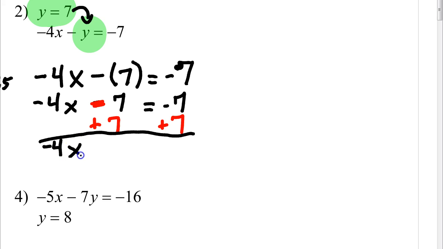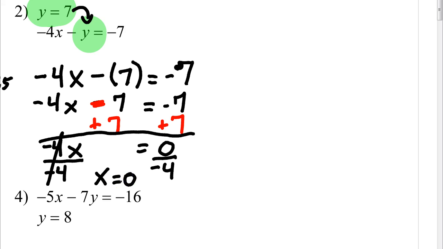Negative 4 times what equals 7 minus 7? 0. So negative 4 times what equals 0? 0. Yeah, you already know the answer, but still show the algebra to prove it. Divide both sides by the same sign, negative 4, and 0 divided by negative 4 is 0. Not the answer. That's part of the answer. So we know x is 0.